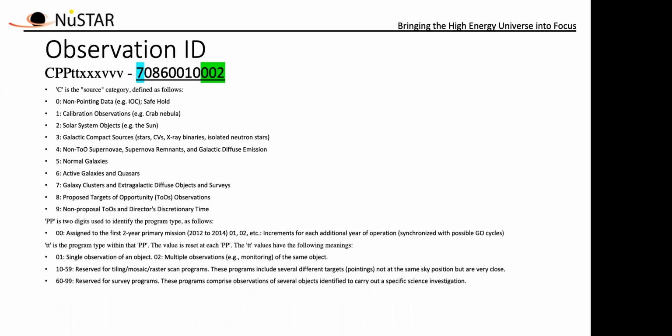So when you get a data set from NuSTAR, you will download the data and it will have two folders in there, and it'll have two sequence IDs. The lower one will be the slew, and then the next one will be the actual data.